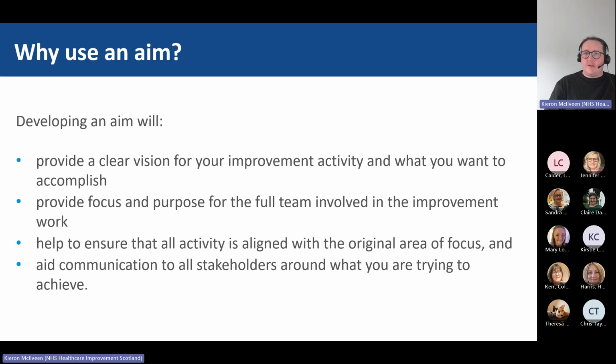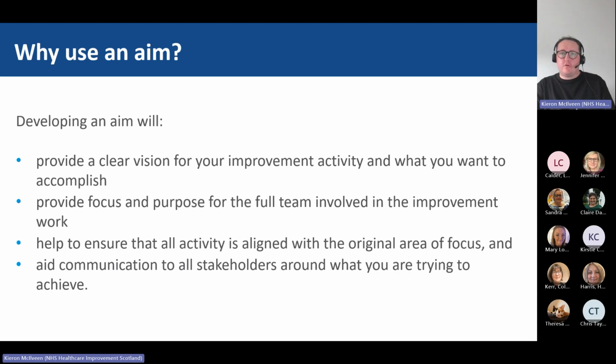So ideally you would want anyone to be able to come into your team and see your aim and understand what you were working towards. It provides focus and purpose for the full team involved in the improvement work. So having a shared aim creates a sense of direction and purpose for the entire team. It ensures that every team member understands their role and provides a clear focus for everyone to be motivated and aligned with the improvement objectives.